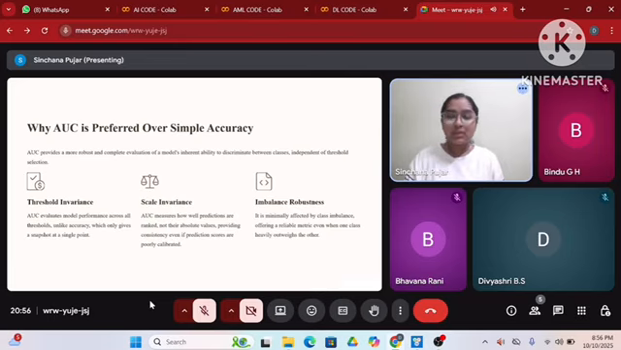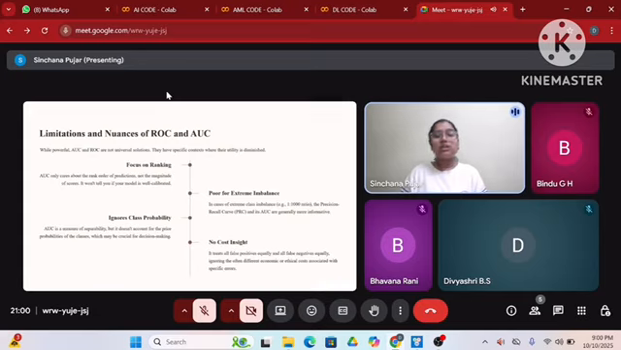Coming to the limitations and nuances of ROC and AUC. While powerful, AUC and ROC are not universal solutions. They have specific contexts where their utility is diminished. Focus on ranking: AUC only cares about the rank order of predictions, not the magnitude of scores. It won't tell you if your model is well calibrated. Poor for extreme imbalance: in case of extreme class imbalance, for example a ratio of 1 to 1000, the precision-recall curve, PRC, and its AUC are generally more informative.